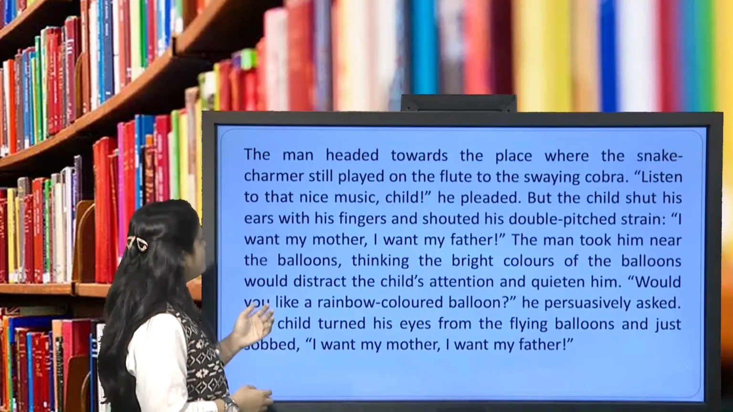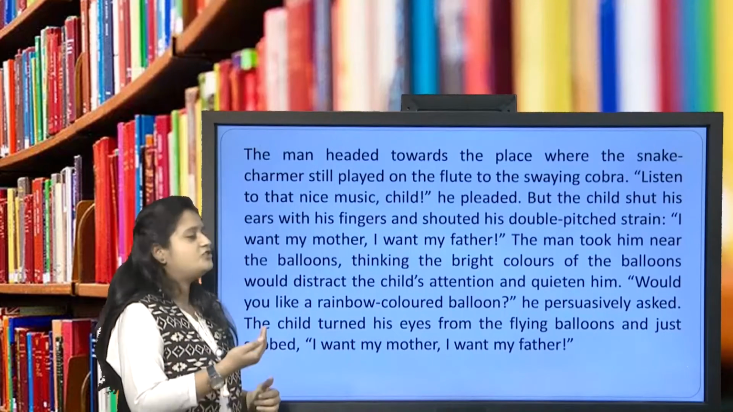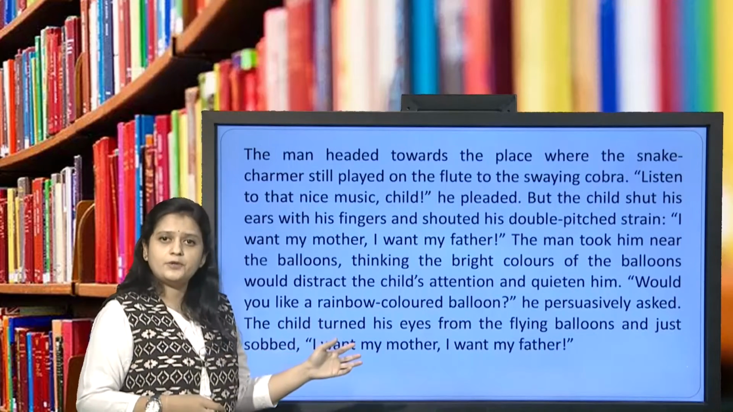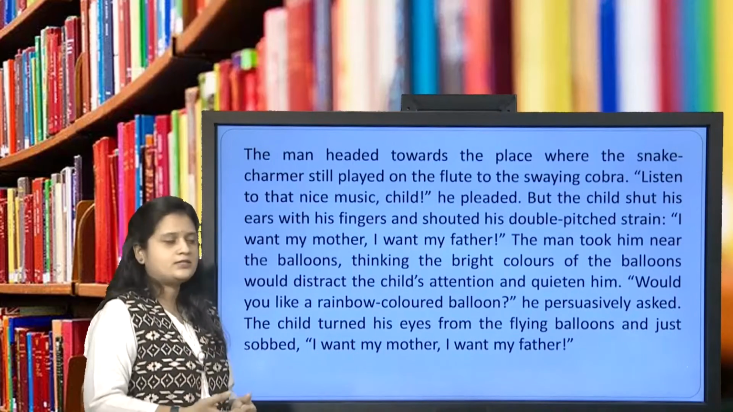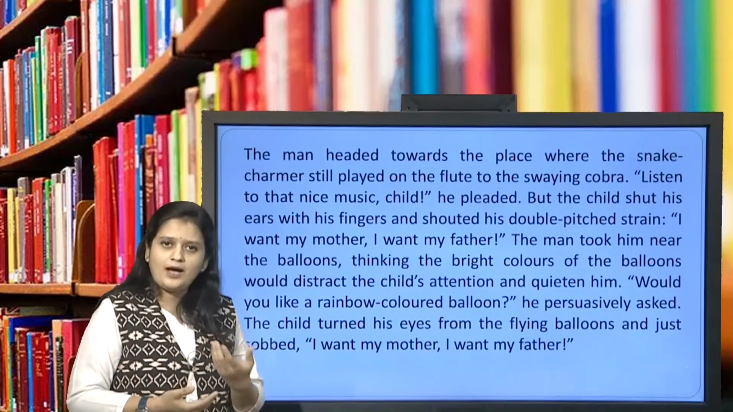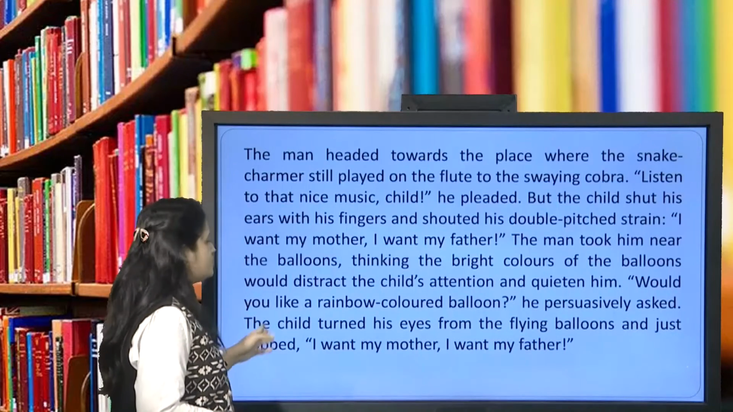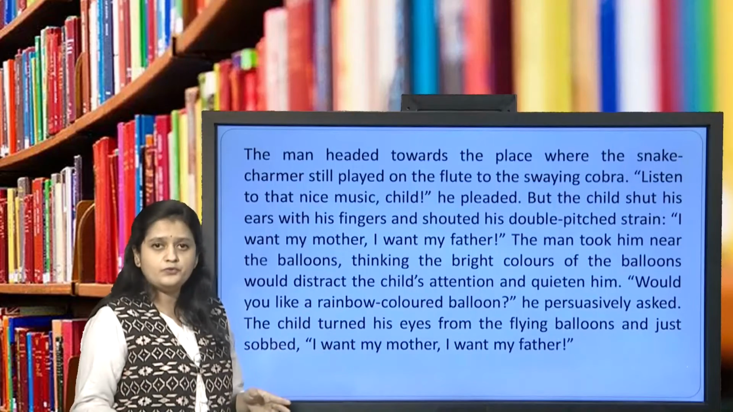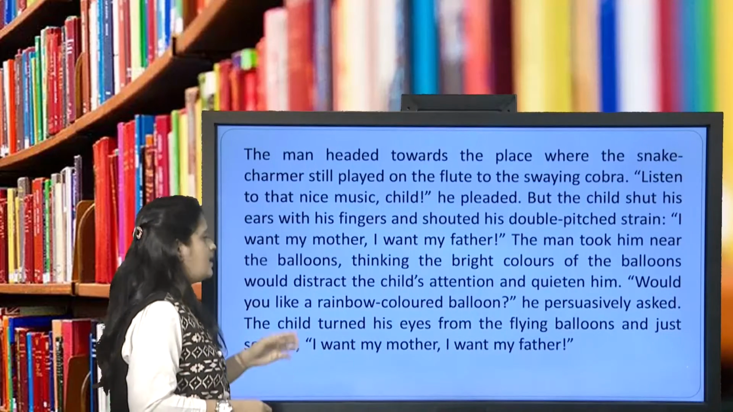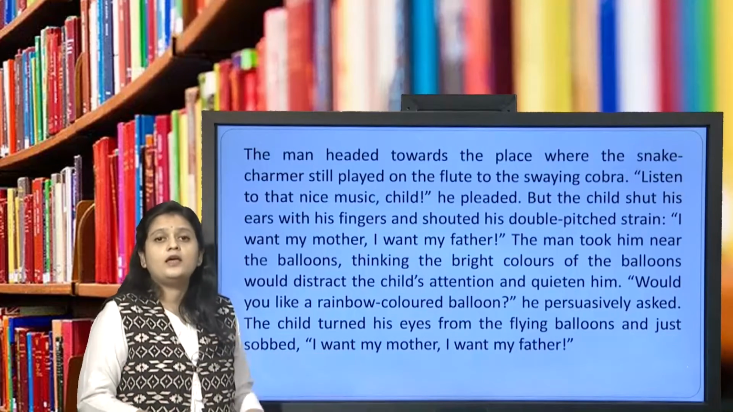The man took him near the balloons, thinking the bright colors of the balloons would distract the child's attention and quieten him. Would you like a rainbow-colored balloon? He persuasively asked, with the hope that the child would stop crying and he would be able to ask certain questions to gauge information about his parents. But the child turned his eyes away from the flying balloons and just sobbed, continued crying, saying the words, I want my mother, I want my father. And this is the end of the story.